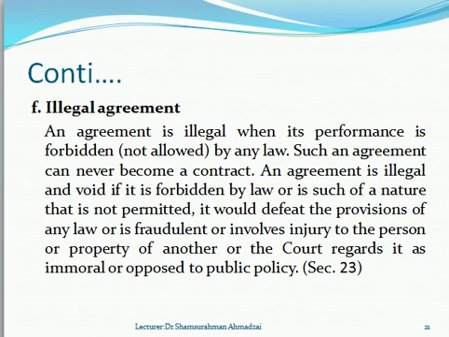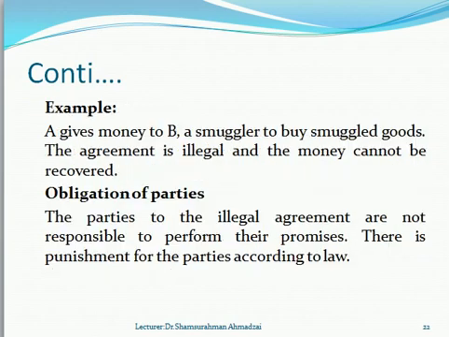An agreement is illegal and void if it is forbidden by law, or is of such a nature that it would defeat the provision of any law, or is fraudulent, or involves injury to the person or property of another, or the court regards it as immoral or opposed to public policy. For example, A gives money to B, a smuggler, to buy smuggled goods. The agreement is illegal and the money cannot be recovered.